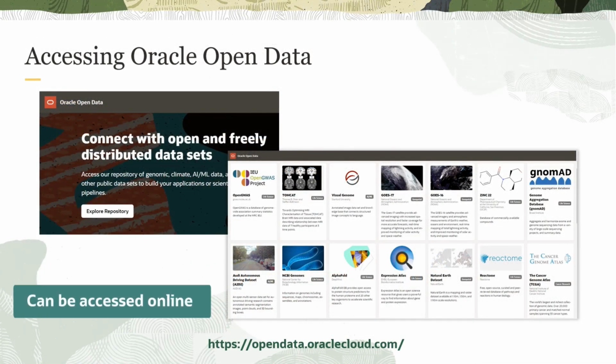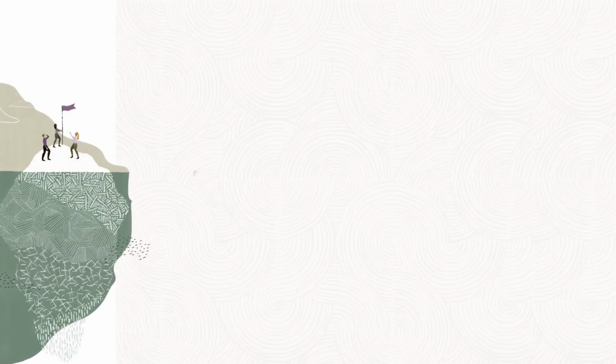Oracle Open Data can be accessed online at opendata.oraclecloud.com. Just click the Explore Repository button to navigate to the data collection. Look to Oracle Open Data as a resource for open data in a variety of domains from trusted sources.